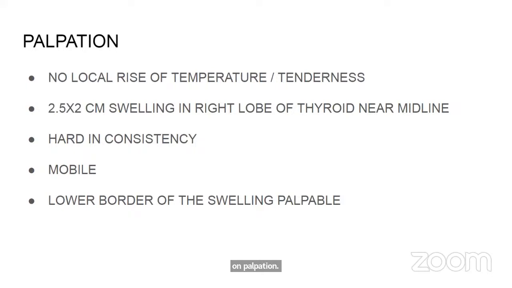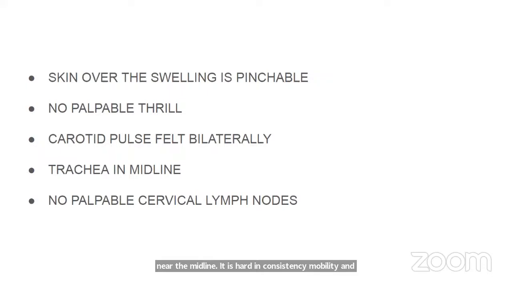Swelling was 2.5 into 2 centimeter in size in the right lobe of thyroid gland near the midline, which is hard in consistency, mobile, and lower border of the swelling was palpable. Skin over the swelling is pinchable, no palpable thrill. Carotid pulse felt bilaterally. Trachea is in midline, no palpable cervical lymph nodes.